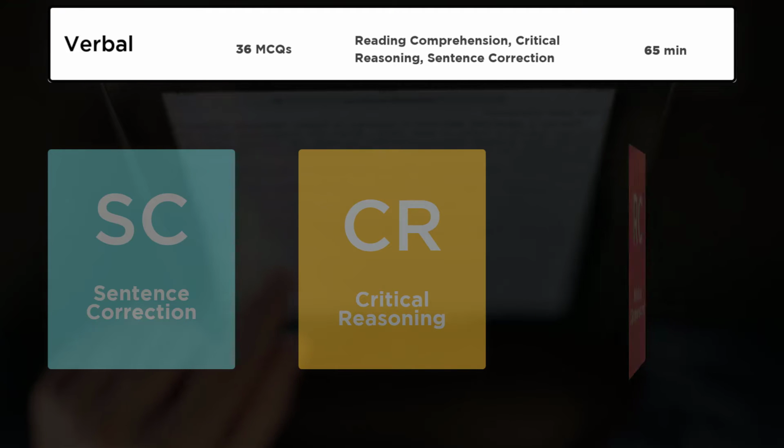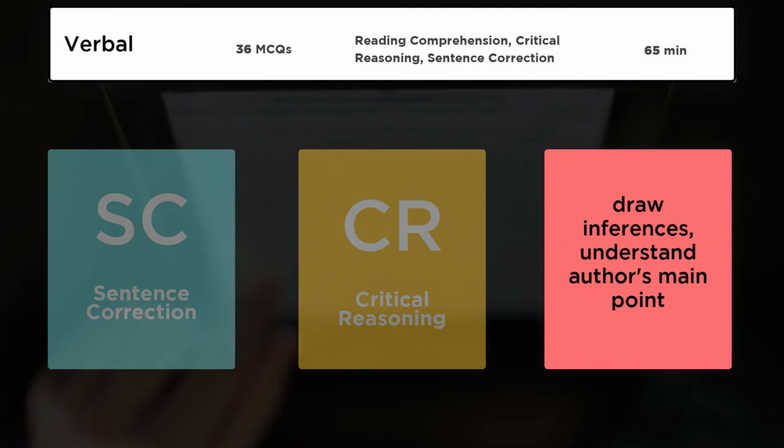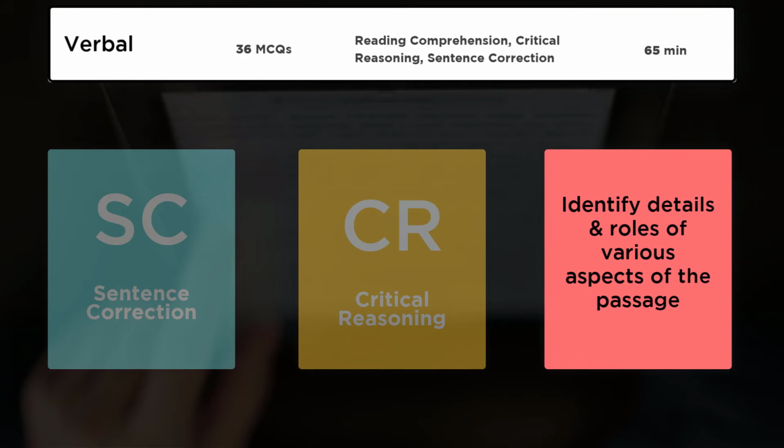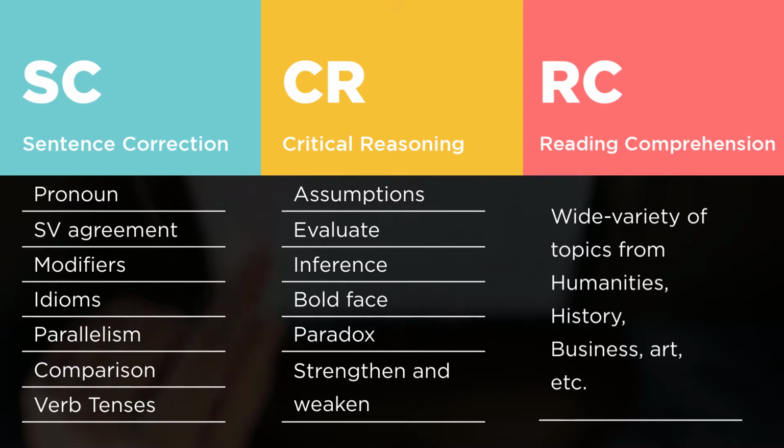Reading comprehension includes 200 to 400 word passages from which you need to draw inferences, understand author's main point, identify details and rules of various aspects of the passage. Each passage contains 3 or 4 multiple choice questions. Here are a few topics that you can expect on the test.